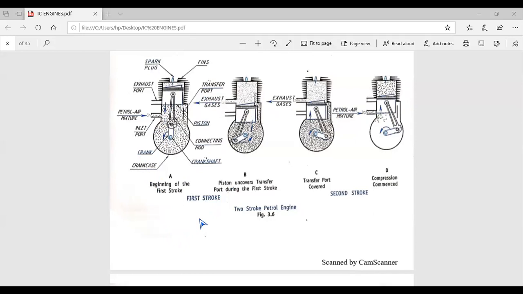That is the piston movement from the top to the bottom and bottom to the top. That is two strokes of the piston, which completes one cycle. Once again, all of you observe the major components or parts present in a two-stroke petrol engine.